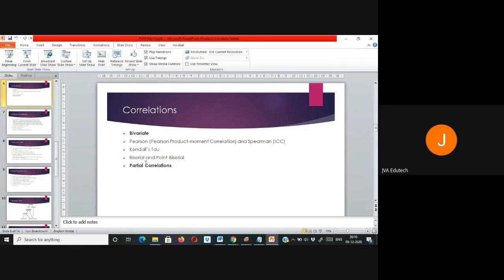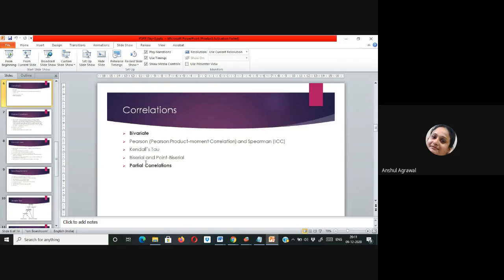Pearson correlation is used when your data is metric in nature, or when you are doing the parametric test, also known as Pearson product moment correlation. The non-parametric equivalent means when your data is not normally distributed and you have to check for the correlation. Then rather than going for Pearson correlation, you will go for Spearman correlation, or also known as interclass correlation, ICC. Then there is a Kendall-Tau correlation, which is again a non-parametric correlation.